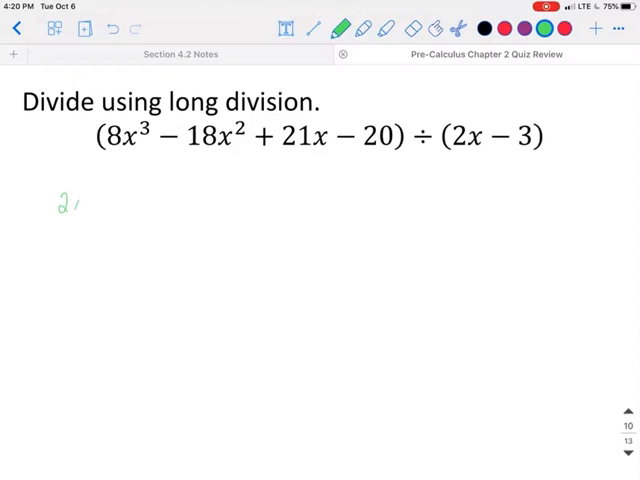Divide using long division. So remember, when you're doing long division, this is how we set it up.